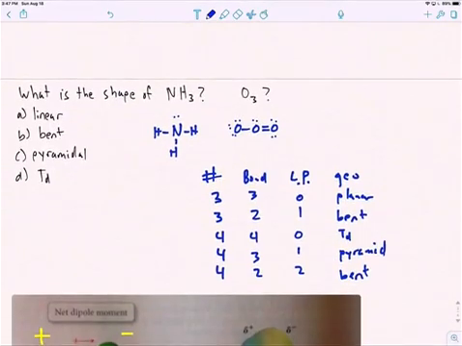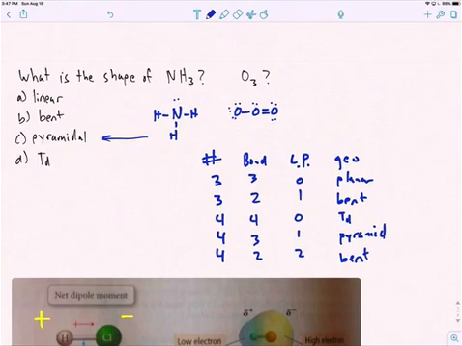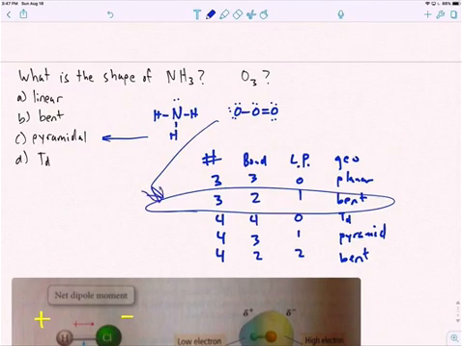All right, let's see if you can follow. What is the shape of ammonia? And we've already covered it. It's pyramidal. And what about ozone? Ozone is going to be right here. It's bent. It's supposed to be an arrow. There we go. Looks like an arrow now. All right, so ozone is bent. Ammonia is pyramidal.